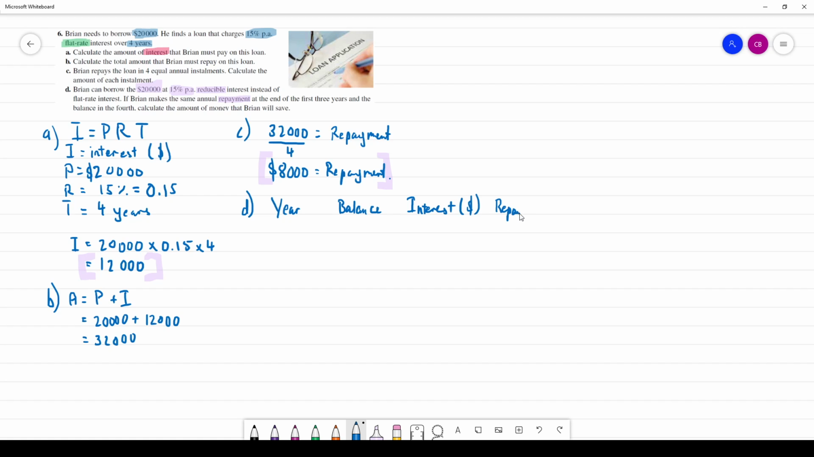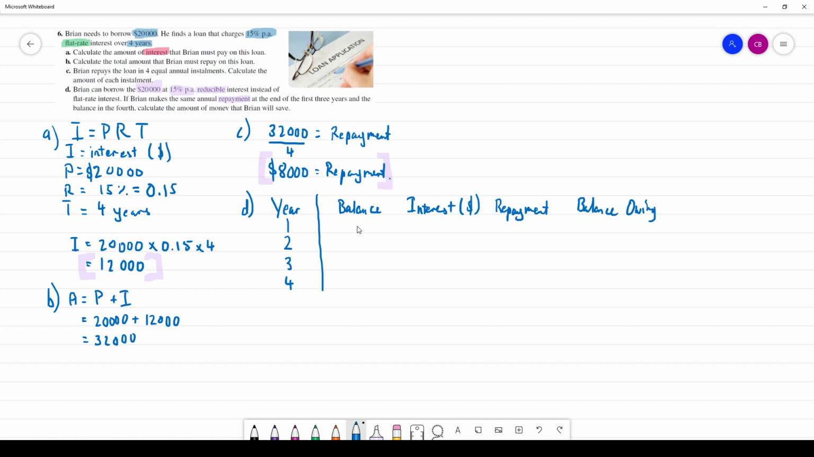Then we have the repayment and balance owing, and that's just at the end of whatever year it is. So we have 4 years because it says at the end of the first 3 years and the balance in the fourth. So we can fill this column in like this.